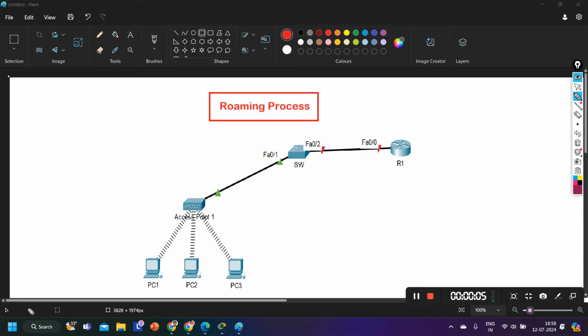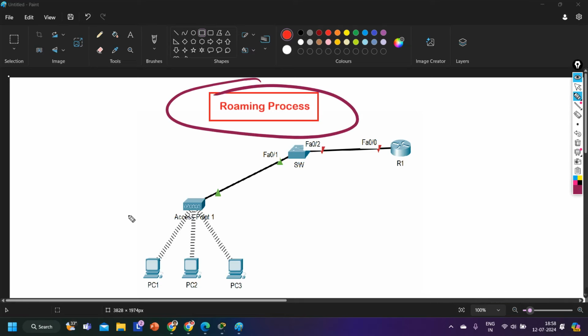Guys, today in this video we are going to discuss the roaming process. Roaming process means how a client machine connects from one AP to another AP, or in other words, how a client machine moves from one AP to another AP automatically, without any disturbance.